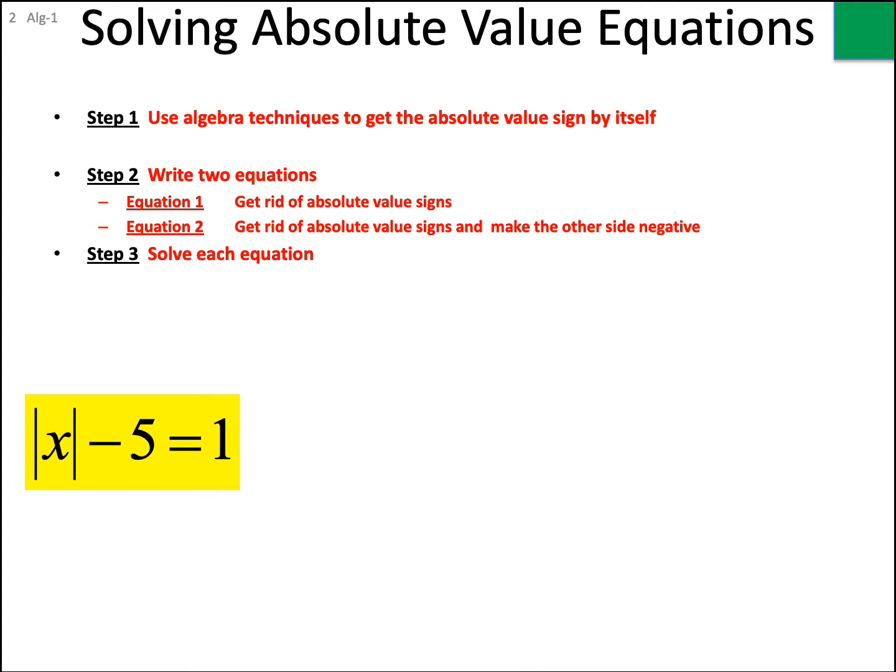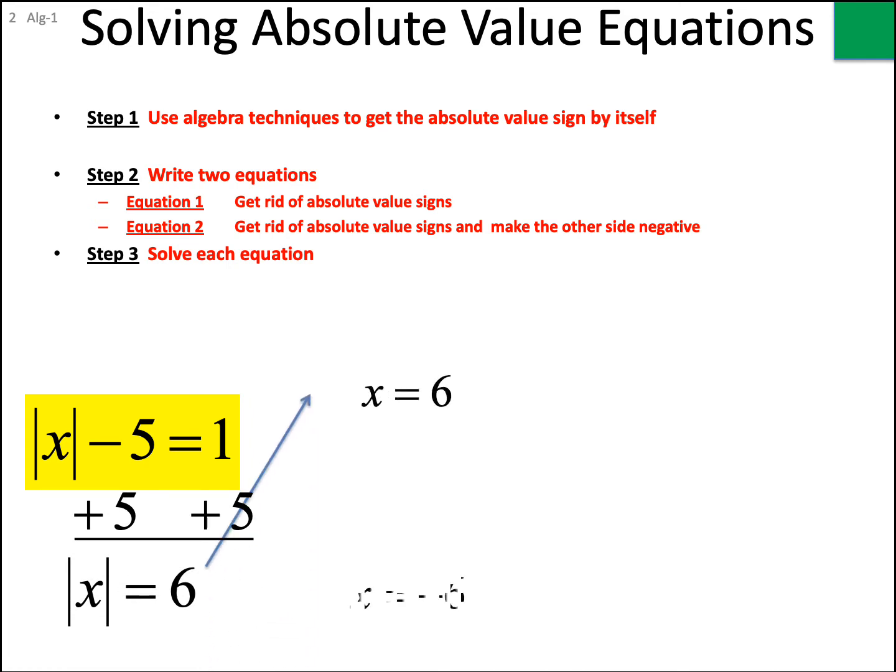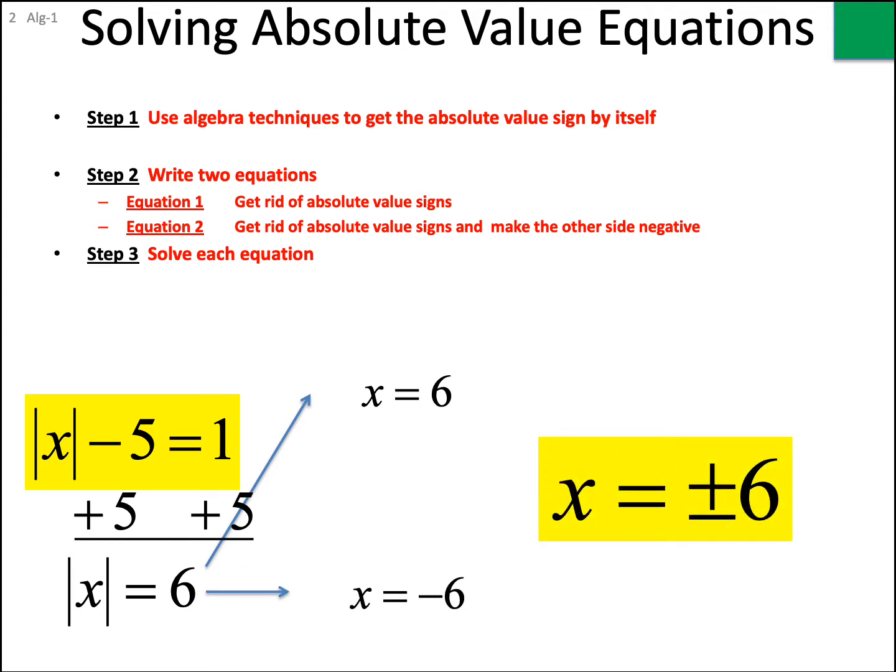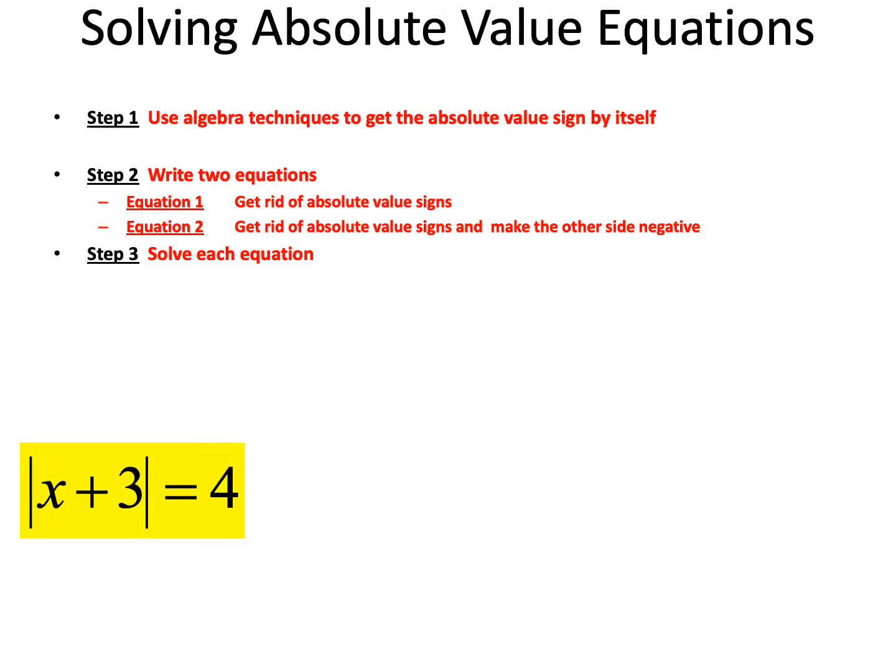How'd you do? All right, let's see. We have to get the absolute value symbol all by itself, so what's attached to it is minus 5. To get rid of minus 5, we add 5 to both sides. So we get the absolute value of x is equal to 6. We write the two equations as x equal to 6 and x equal to negative 6. They're already solved. Therefore, the answer is plus or minus 6. Those are the simple ones. Let's do one that has a bit more stuff to it.